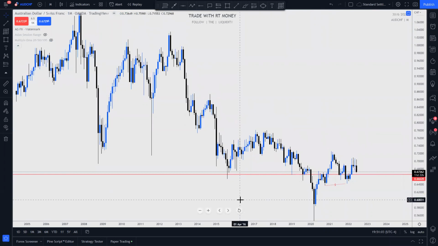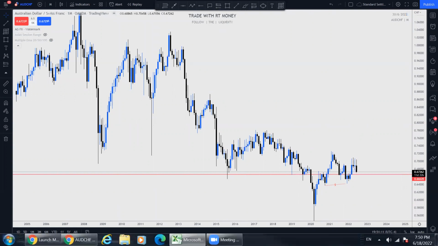How you doing? Let's take a look at Aussie dollar, Swiss franc, Aussie, Swiss. Let's take a look at it. All right. We're going to look at the RT money meter first.